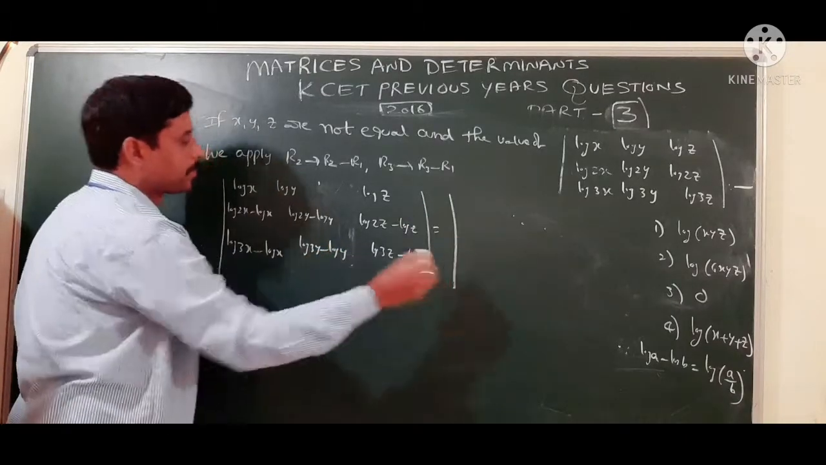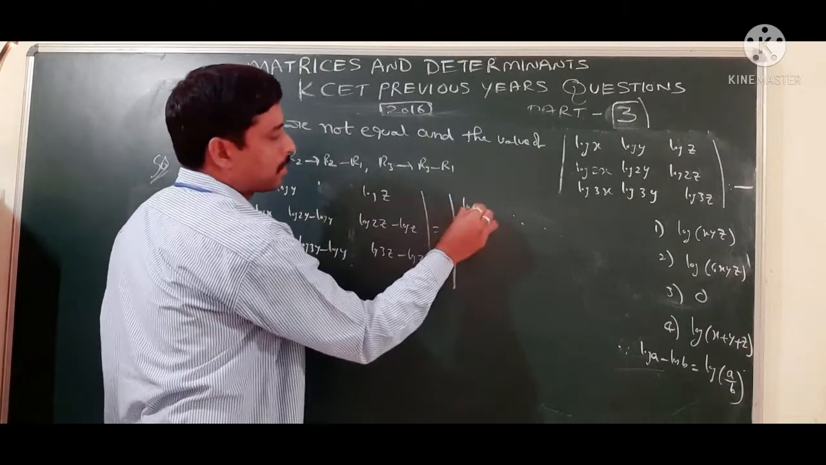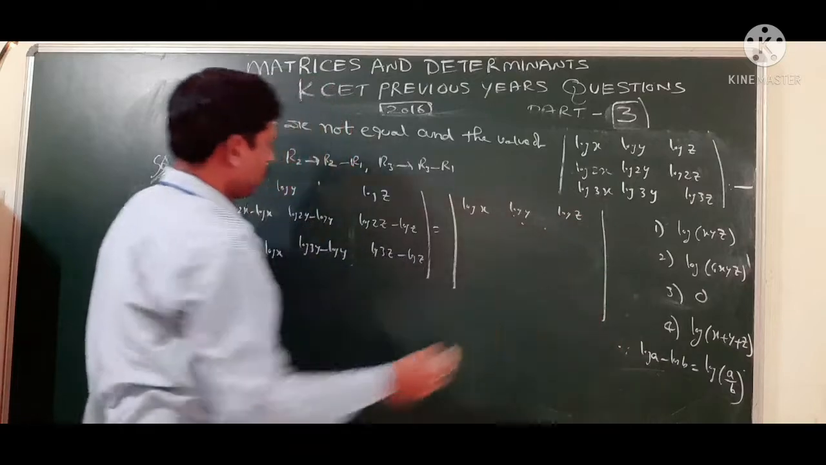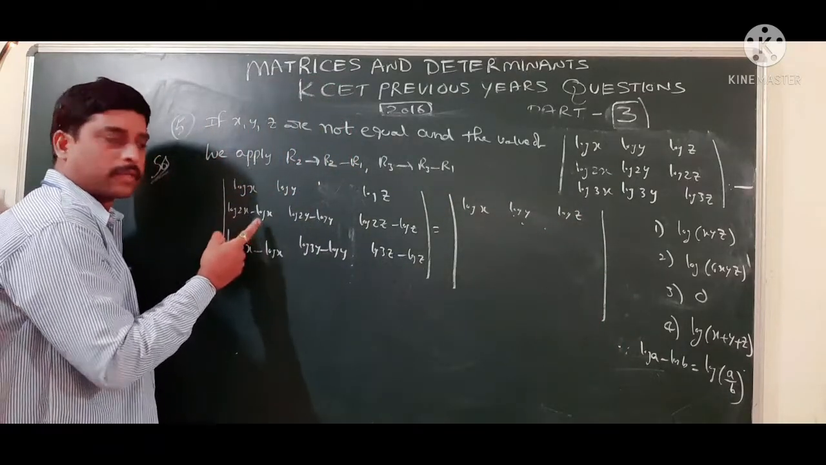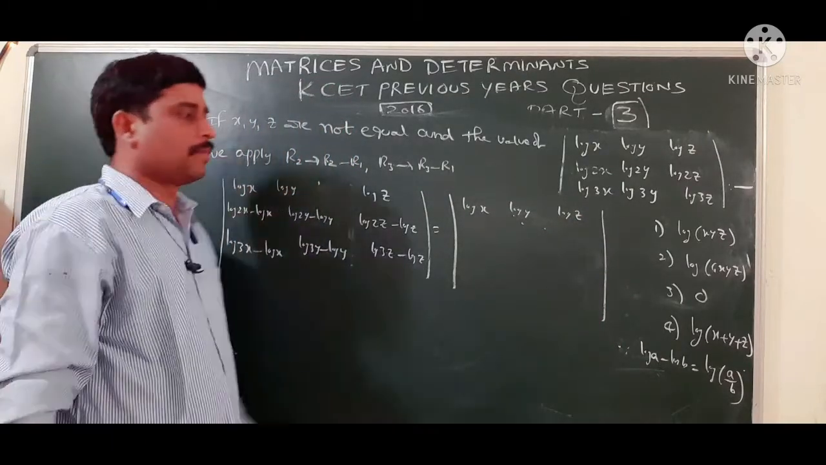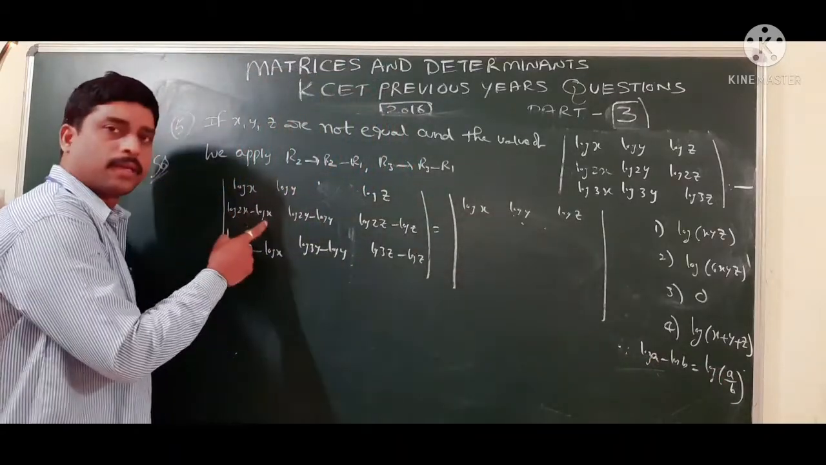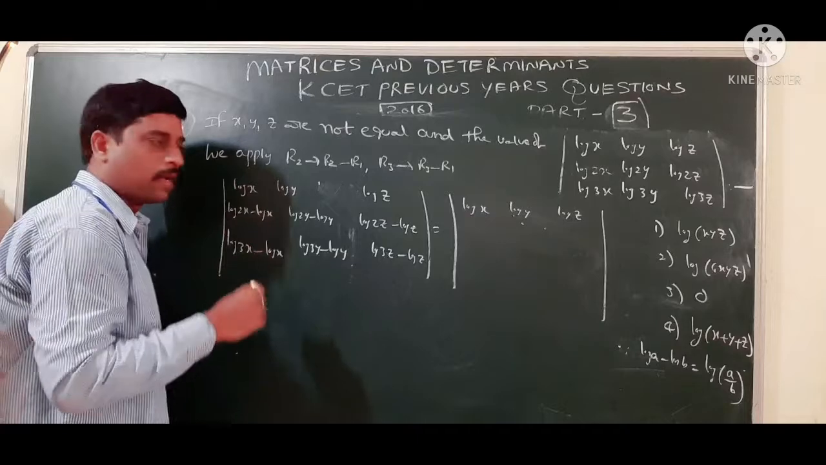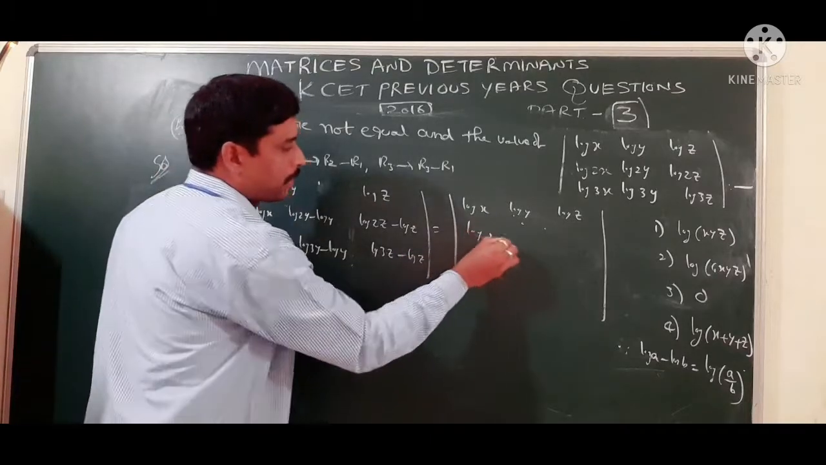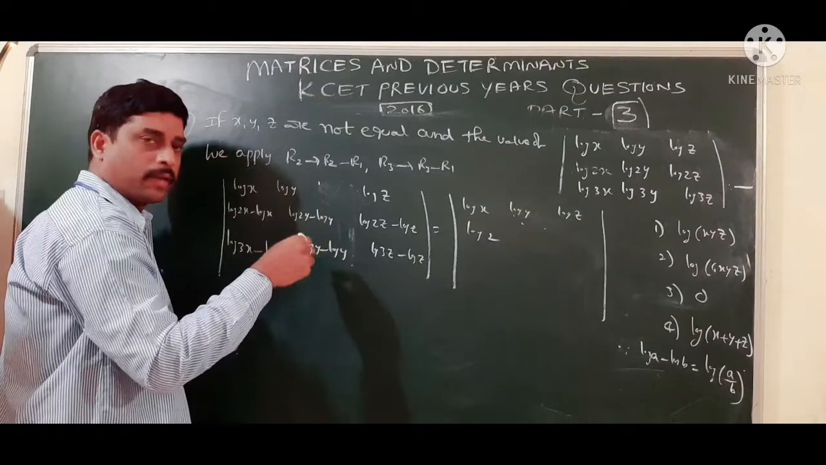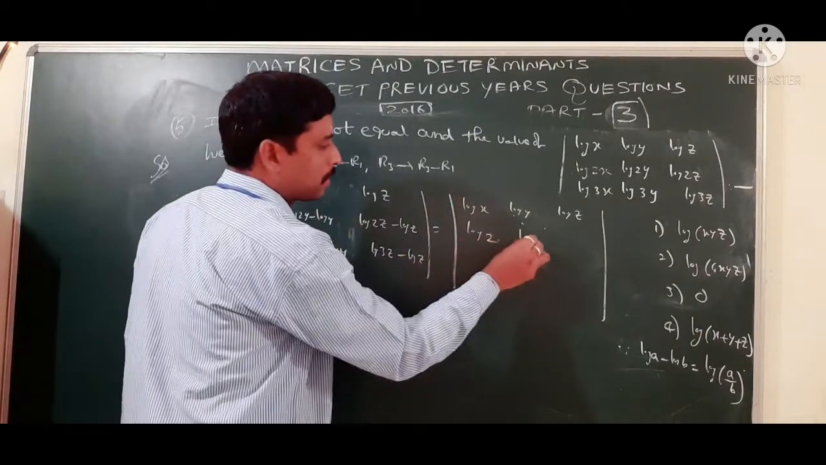This will be the first row as it is: log x, log y, log z. Now log 2x minus log x: by using the formula log a minus log b equals log a by b, log 2x minus log x is log (2x/x), which is log 2. Similarly, log 2y minus log y is log (2y/y), which is also log 2, log 2.